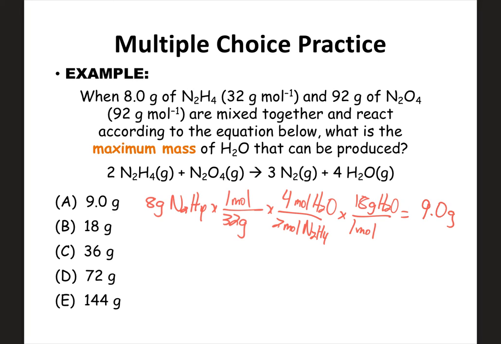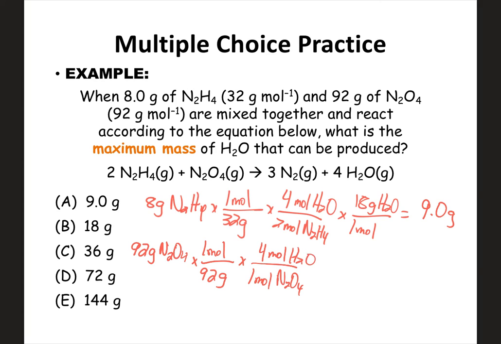So you have the 92 grams now of the N2O4. And according to the problem, there's 92 grams of that for every 1 mole. And then we know, according to the equation, there's 1 mole of the N2O4 for every 4 moles of water. Remember, this is where you get to kind of floor it. There's 18 grams of water for every 1 mole.